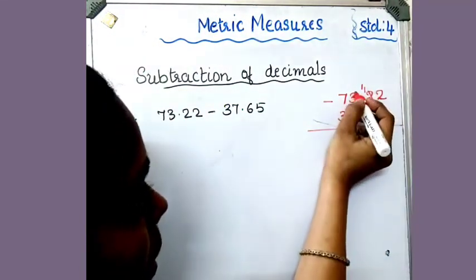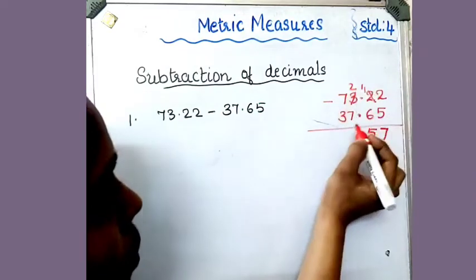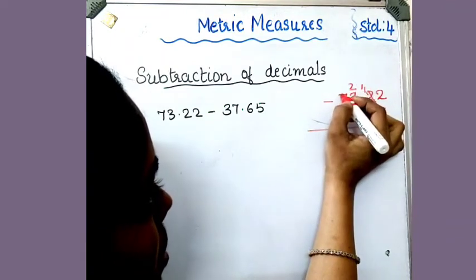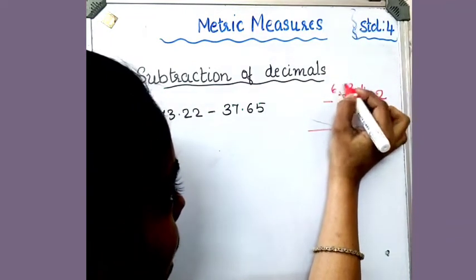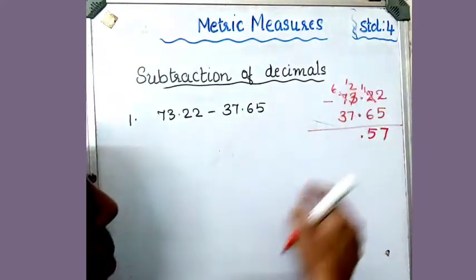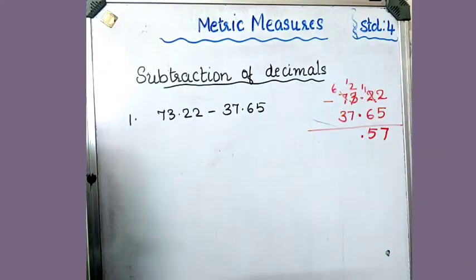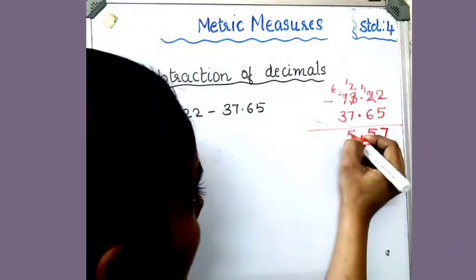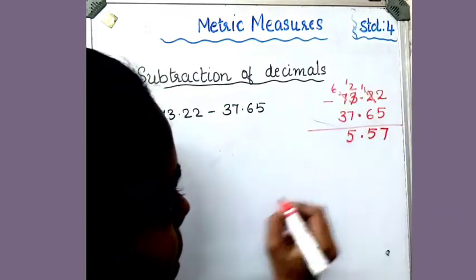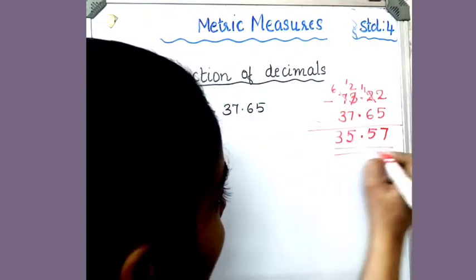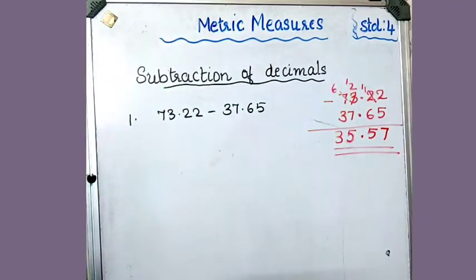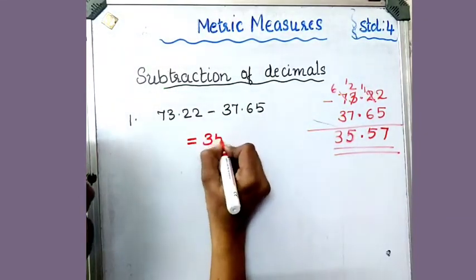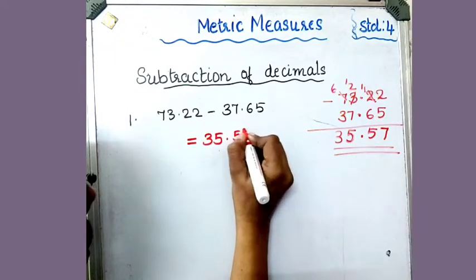Point. Here this 3 becomes 2. We can't subtract 7 from 2. So we regroup this 7 as 6 and this becomes 12. 12 minus 7. 8, 9, 10, 11, 12. It becomes 5. The answer is 5. Then 6 minus 3 is 3. You all know that. The answer is 35.57.